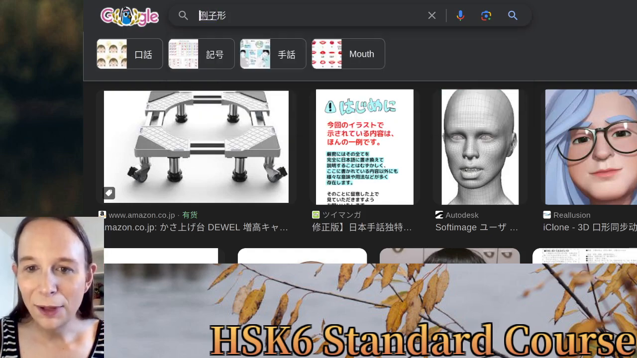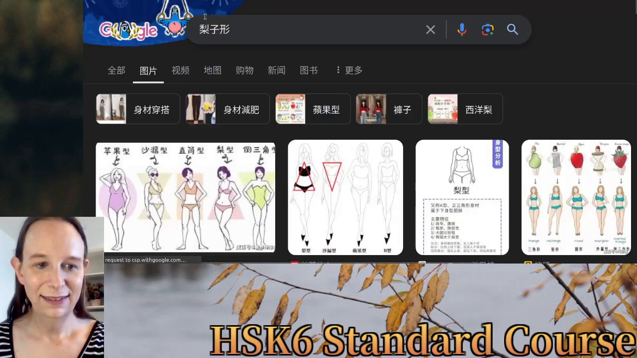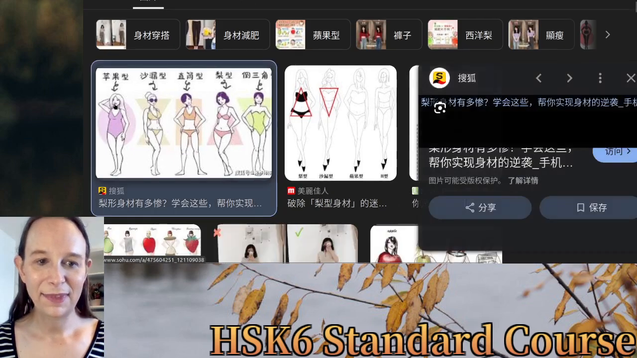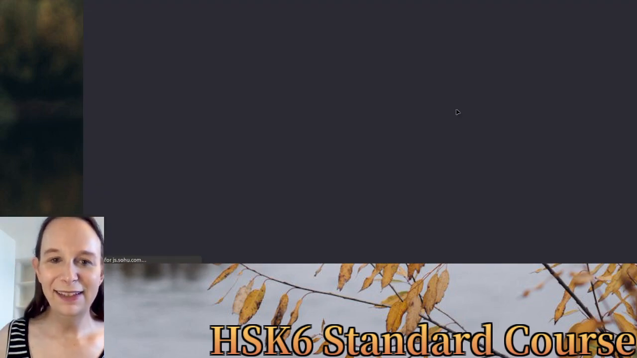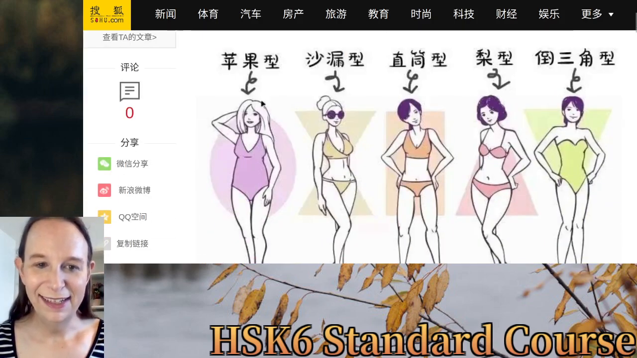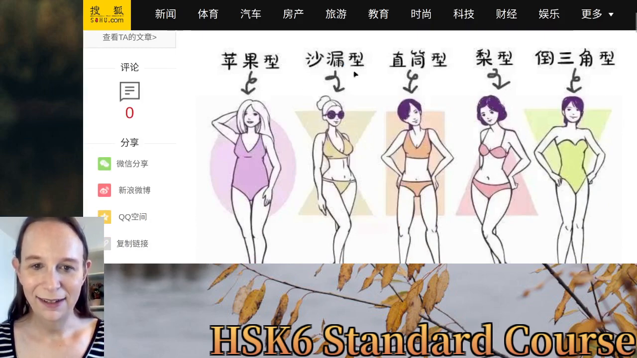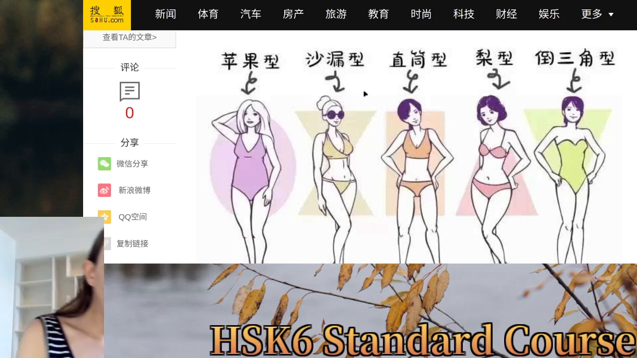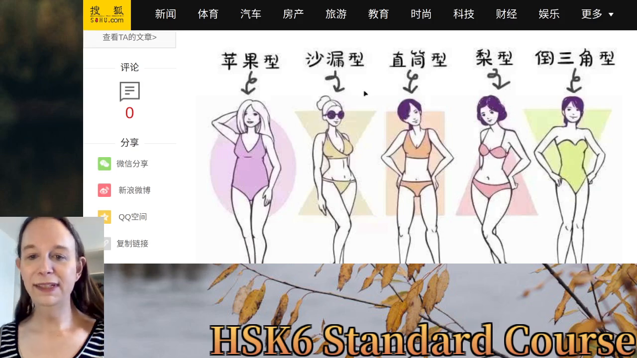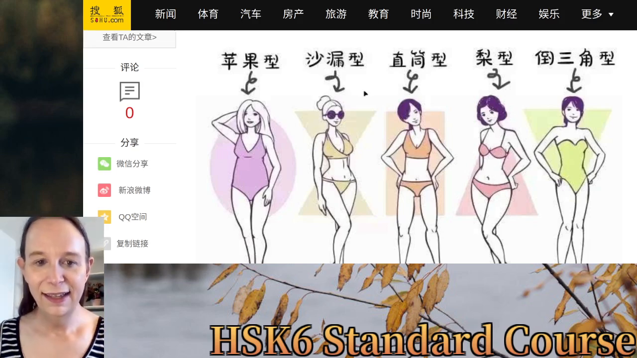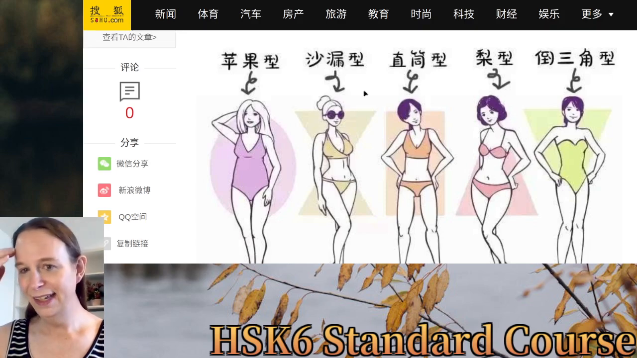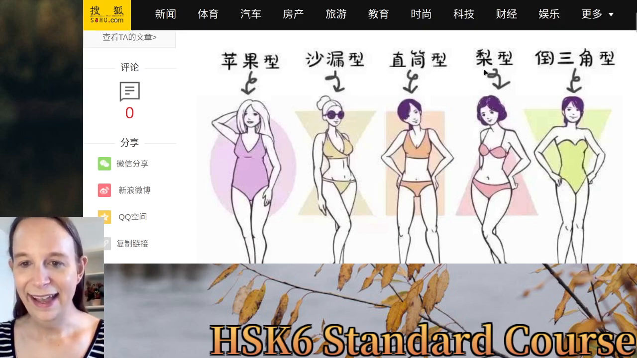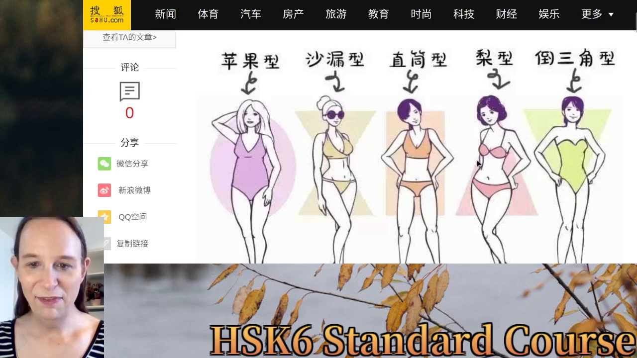Let's say 李, here you go. So all right. I mean, these are women's body shapes, but anyway, let's 苹果形. So she's shaped like an apple. 沙漏形. Oh no, that's an hourglass. She has an hourglass shape. Right. 圆筒形. This 筒 is a cylinder. So straight cylinder shape. Yeah. 梨形. She has a shape of a pear.